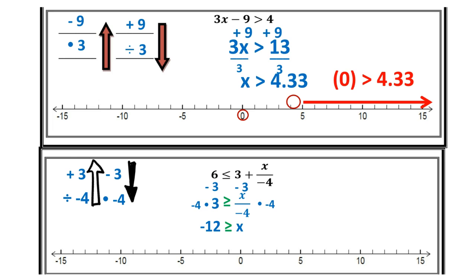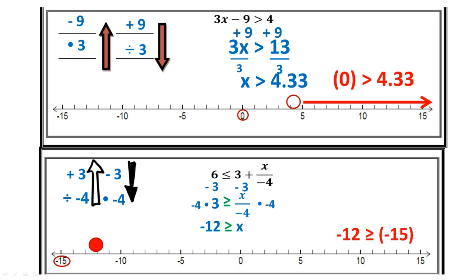Now I can plot it. So at negative 12, I'm going to put a closed circle because negative 12 is included. Negative 12 is greater than or equal to negative 12. Now I need to figure out where all of the other solutions are located by finding which way to point that arrow. 0 is always a great value to plug in, but you could try anything. Let's check negative 15. Is negative 12 greater than or equal to negative 15?